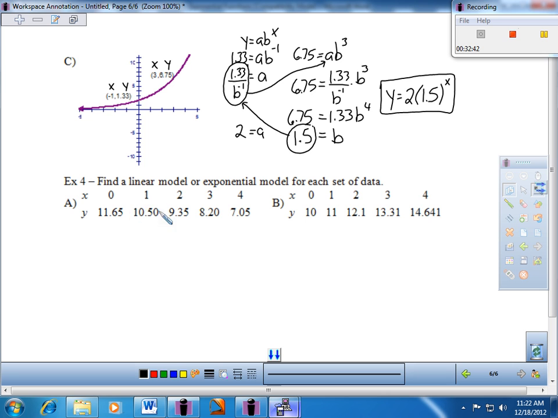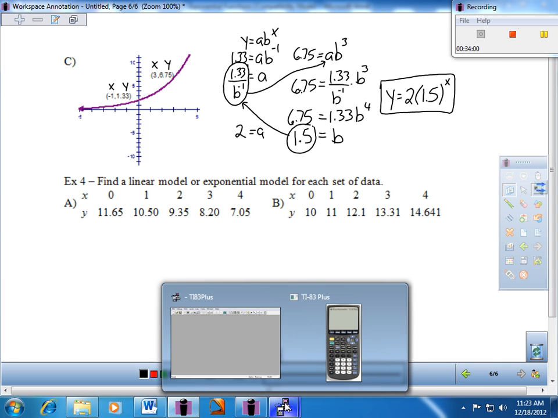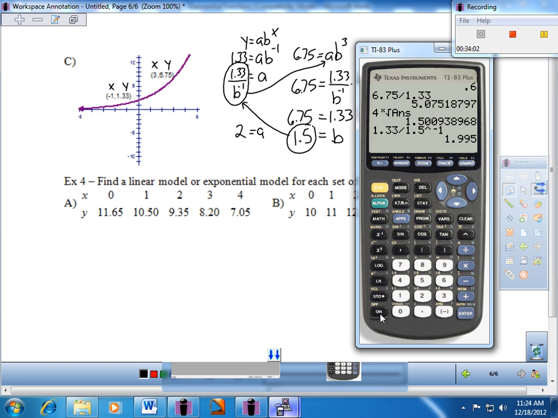If you just can't see it, that's perfectly fine. But I'm going to see what the difference is between these two, and see what the difference is between these two, and so forth. And let's just see. Does it look like it's going down by the same amount every time? So I'm just going to see what happened there. It started at 11.65 and went down to 10.5. So it looks like it went down by 1.15 units.